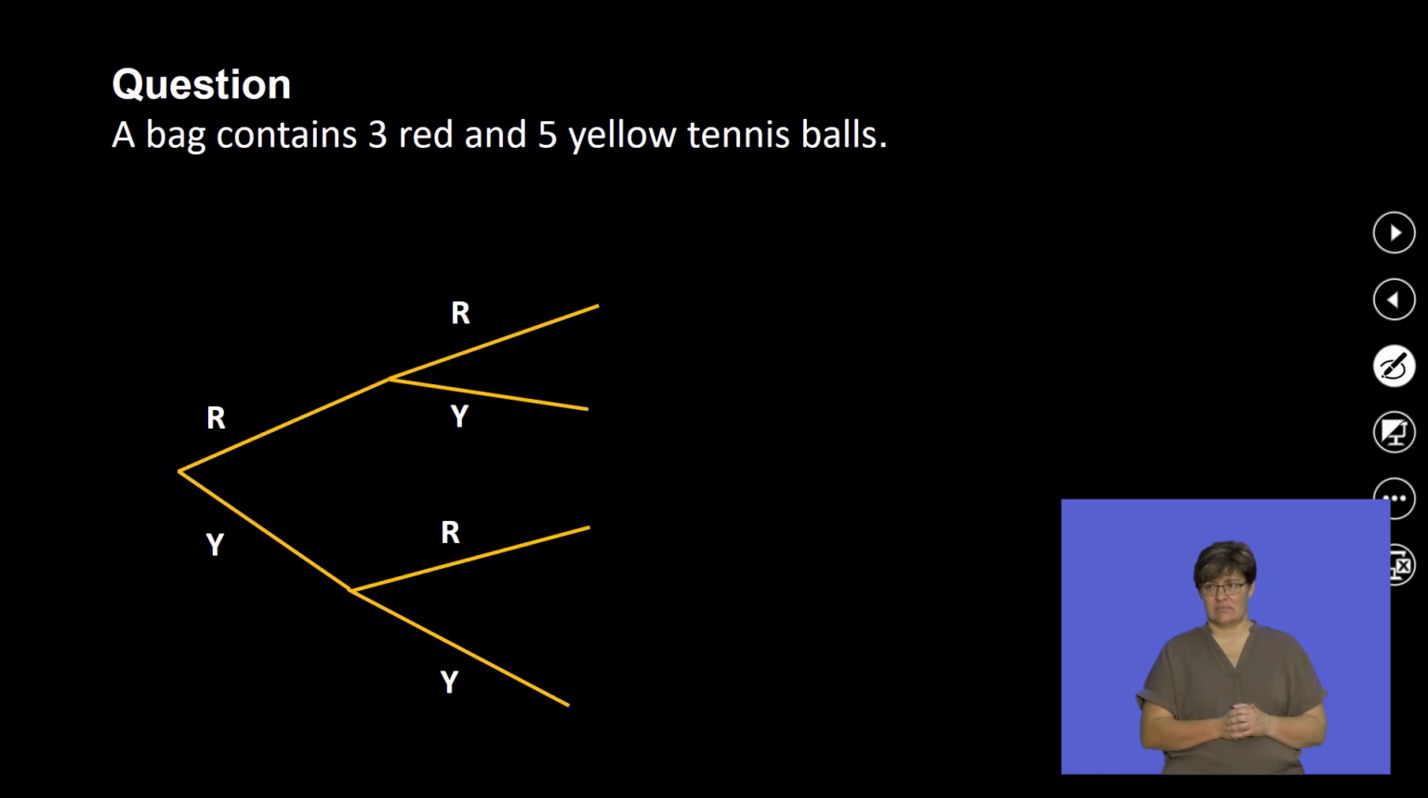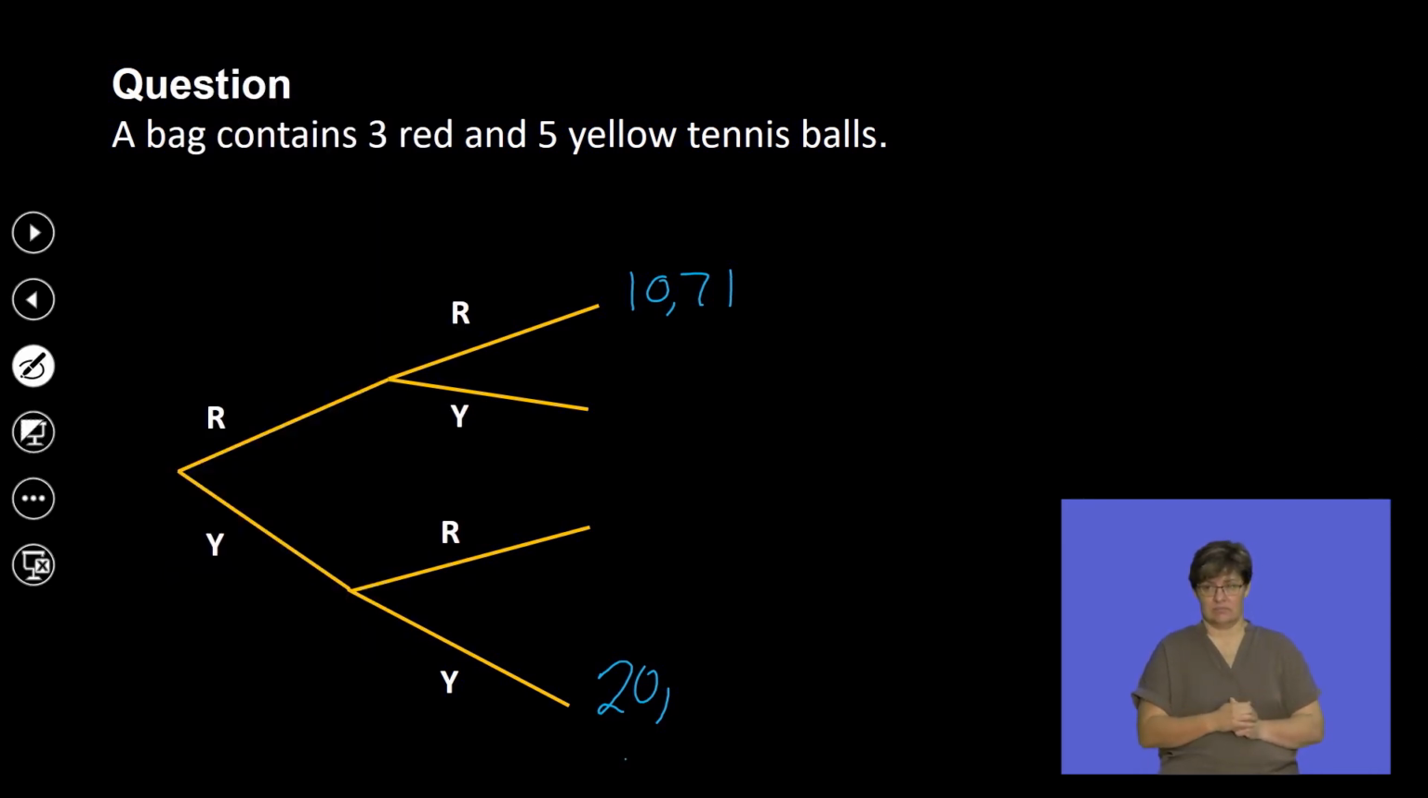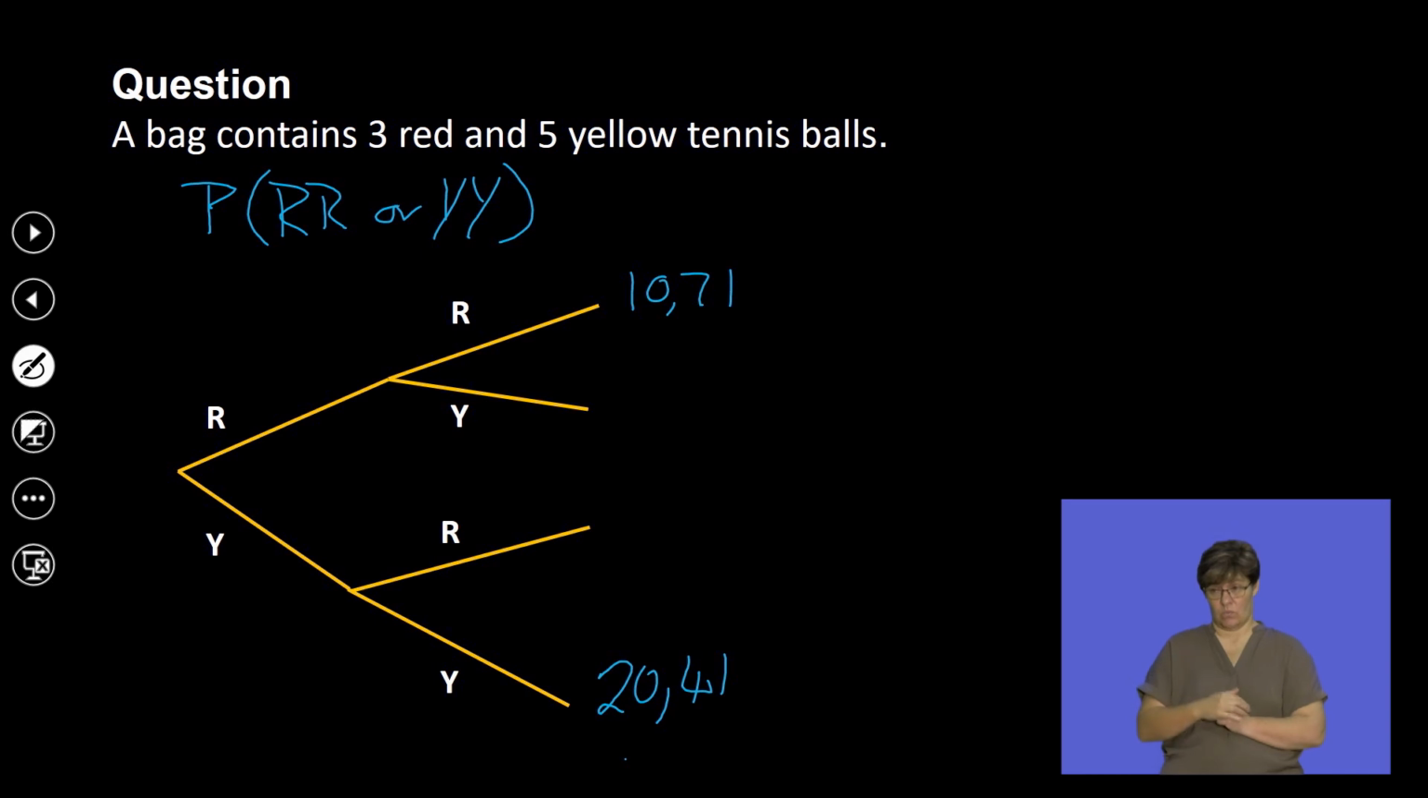And what we've said is this was 10.71. This was 20, just check on the calculator, 20.41. So the first thing I'm going to do is say to myself, let's find the probability of red, red, or yellow, yellow. Have you got that?